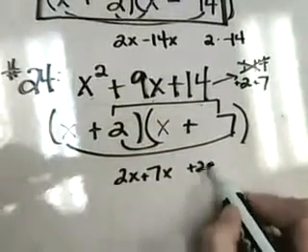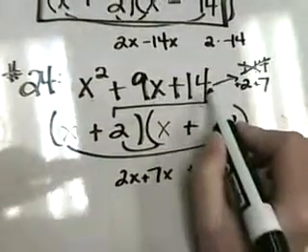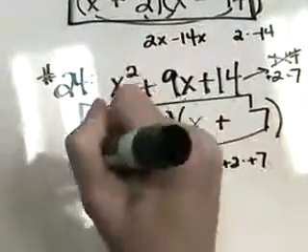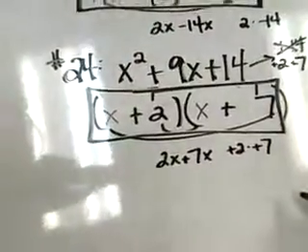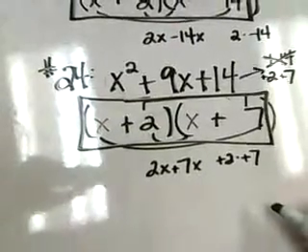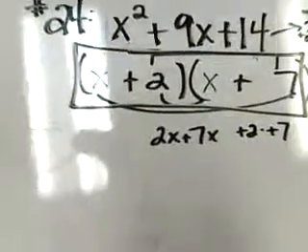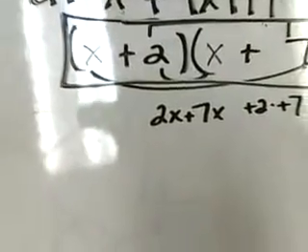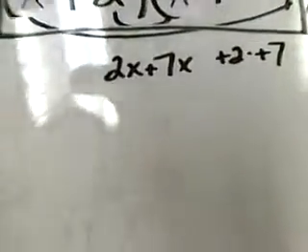Check these. A positive 2 times a positive 7 still multiplies to give me 14. This is my final answer. This stuff is just your check down below. Okay? All right. Let's do one more. Let's try number 29.